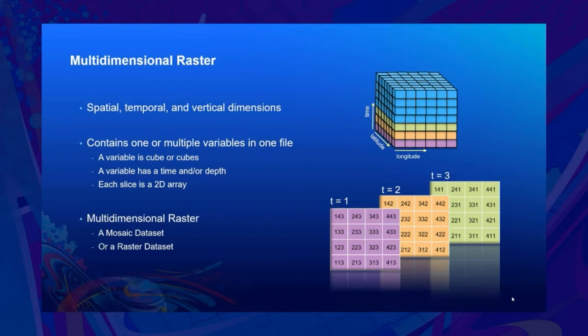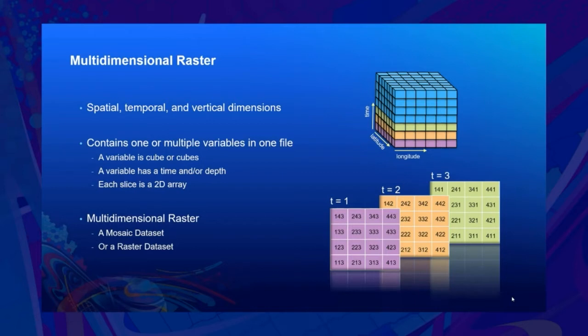Now it could have one variable, it could have multiple variables in one file. Each variable is a cube, right? A variable has time or depth or both. And if you think of each of these slices of a multidimensional raster, it represents a 2D array. So if you are familiar with a raster which is a 2D array, now think of a multidimensional raster as consisting of multiple arrays. A multidimensional raster could be a mosaic dataset or a raster dataset in a different format.